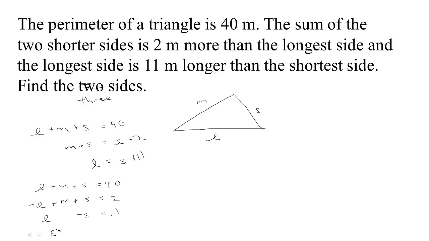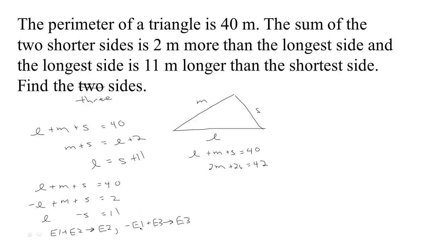I'm going to take equation 1 plus equation 2 to replace equation 2. And while I'm at it, I'm going to get rid of this L by taking negative equation 1 plus equation 3 to replace equation 3. So when I do that, I'm not changing the first equation, so L plus m plus s still equals 40. But if I add equation 1 to equation 2, I get 0 plus 2m plus 2s equals 40 plus 2, that's 42.